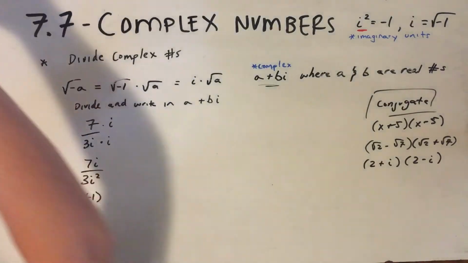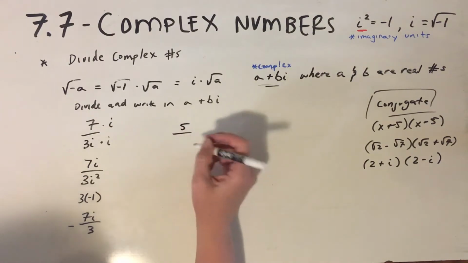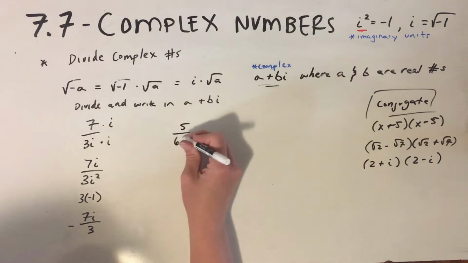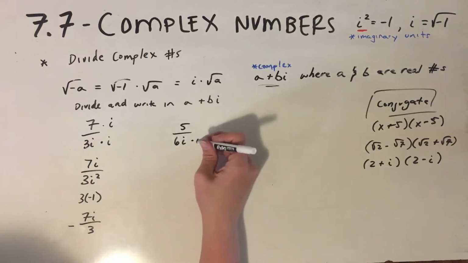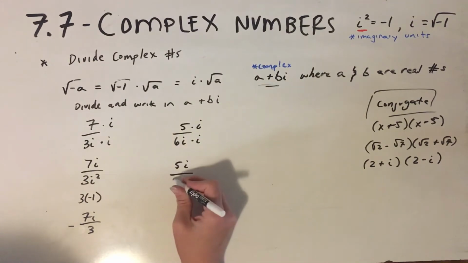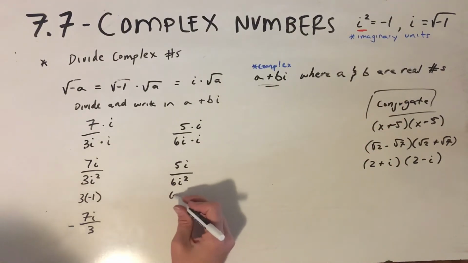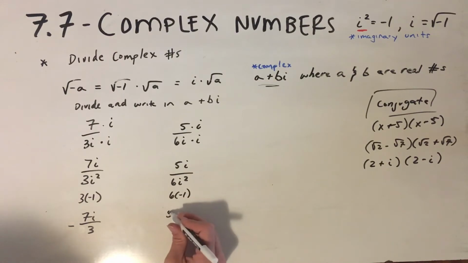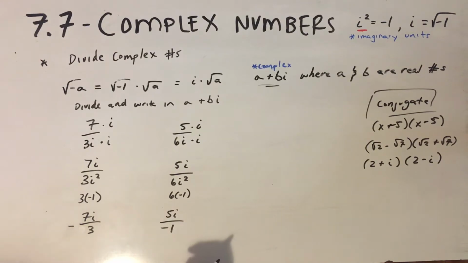Let's do one more. Let's say that you had 5 over 6i. Again, all you're wanting to do is get rid of this i in the denominator. So you're going to multiply both the top and the bottom by i. That's going to give you 5i over 6i squared. i squared has this value of -1, so this is going to be 5i over -1, which again can be written like this. Where this negative is doesn't really matter, or you can have this 0 up front.